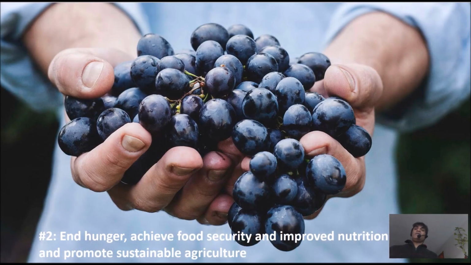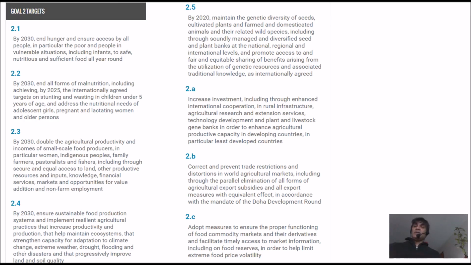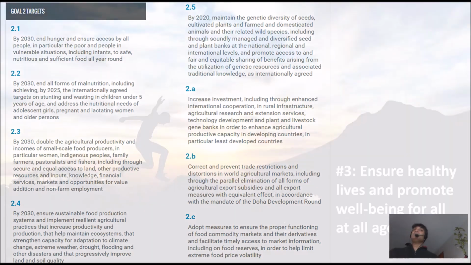Number 2, to end hunger, achieve food security, and improve nutrition, etc., etc. So here are the targets for that one. To end hunger and ensure access by all people. That's great. I'm not going to go through all of these. The point I'm trying to make here is that there are specific targets that are phrased sometimes a little vaguely.